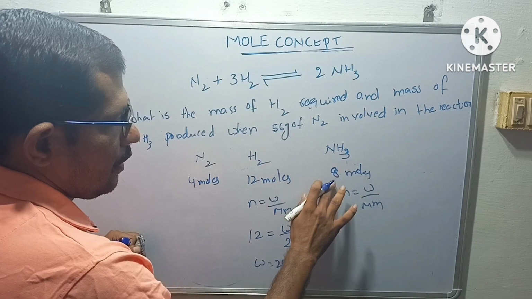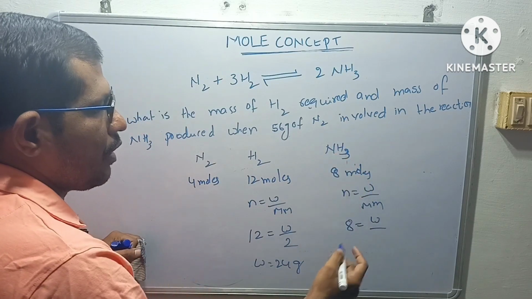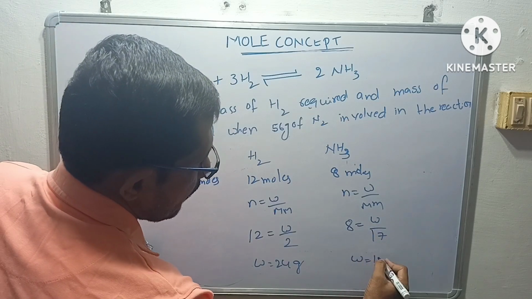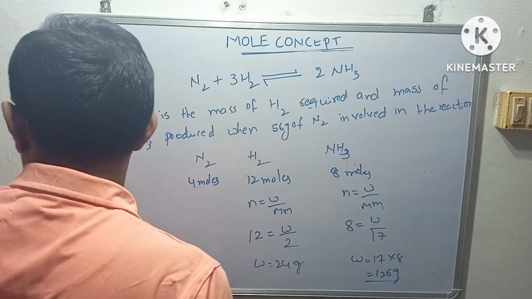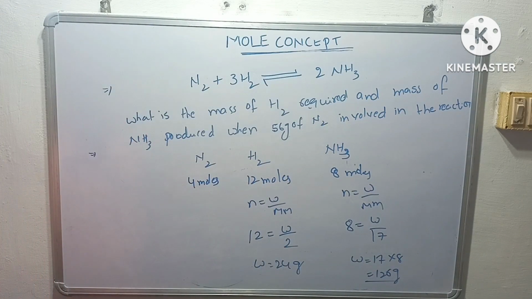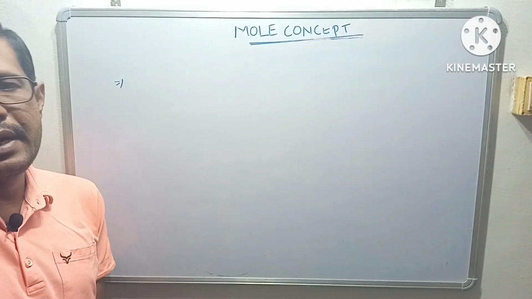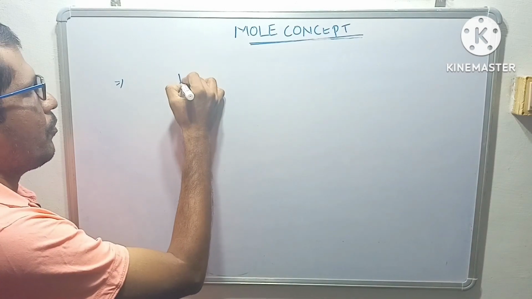Here, what is coming? We have 8 moles of ammonia. The molar mass of ammonia is 17, right? So if you calculate 17 into 8, we are getting 136 grams of ammonia. I hope this is clear. We will solve one more question relating to these equations, then you will get a very clear idea, right?